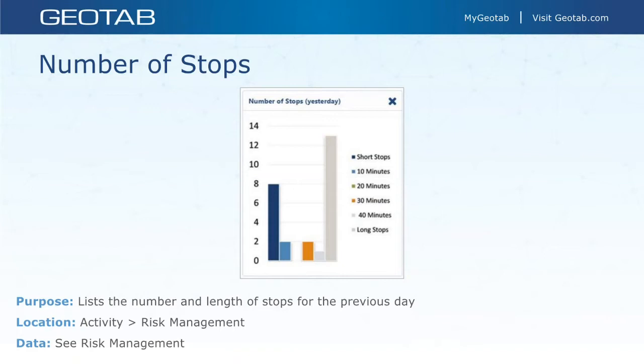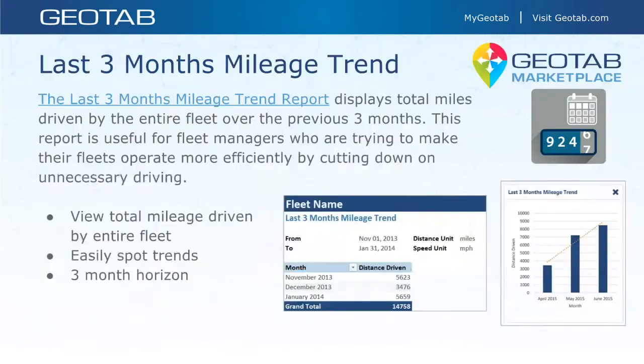So this is another good one to gauge productivity if you're maybe a delivery company or something of that nature. The number of stops that each vehicle makes, there's going to be a correlation between that and how much revenue each vehicle is responsible for bringing in. The more stops a vehicle makes, the more money you make. So this is getting into our custom marketplace reports for productivity.